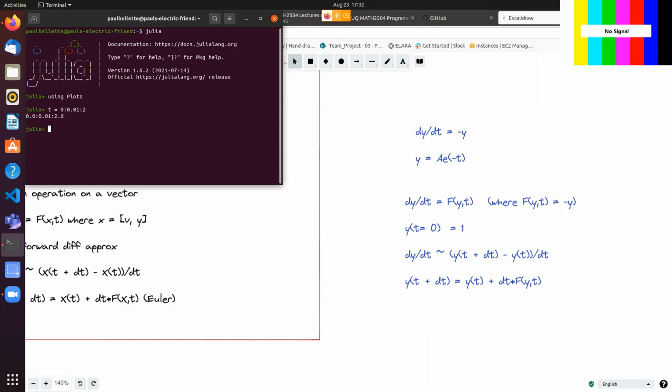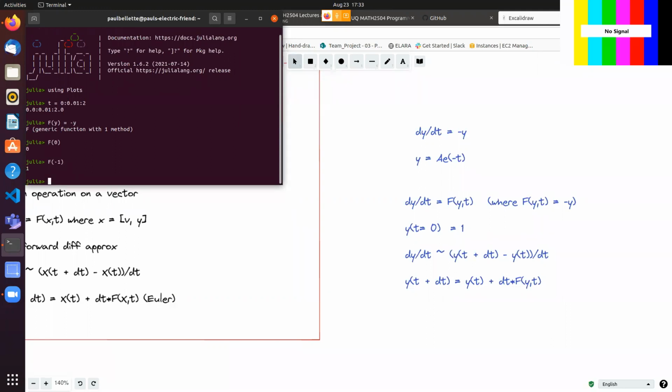Now, our f of y equals minus y. Happy with that? t's not in there, so I'm just ignoring it. So we're going to set up an anonymous function, a one-line function that says f of y equals minus y. So if I go f of 0, it's 0, if I go f of 1, it's minus 1, it flips it around. If we're going to go one step into the future, we'll fix the dt, and we get our dt from here.